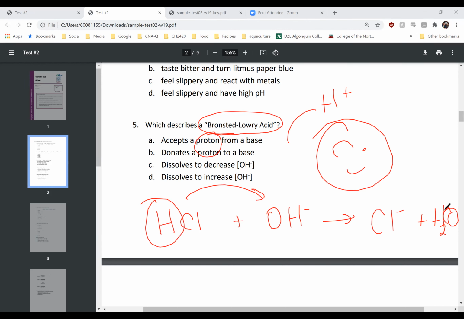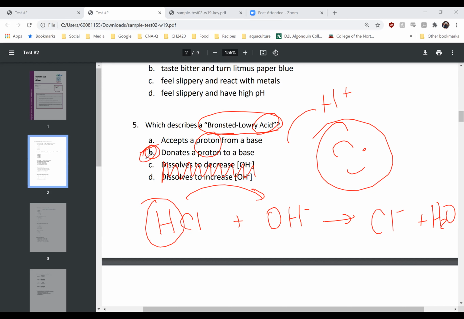You don't need to learn how to write the formula or anything. Don't worry about that. I'm just trying to explain what a Bronsted-Lowry acid and base are. So an acid donates a proton, which means it gives it away, and a base accepts a proton. C and D don't fit in our definitions. We've never learned about this concept of dissolving to change the level of OH. It has to be A or B, and because it's an acid, it's going to be B.